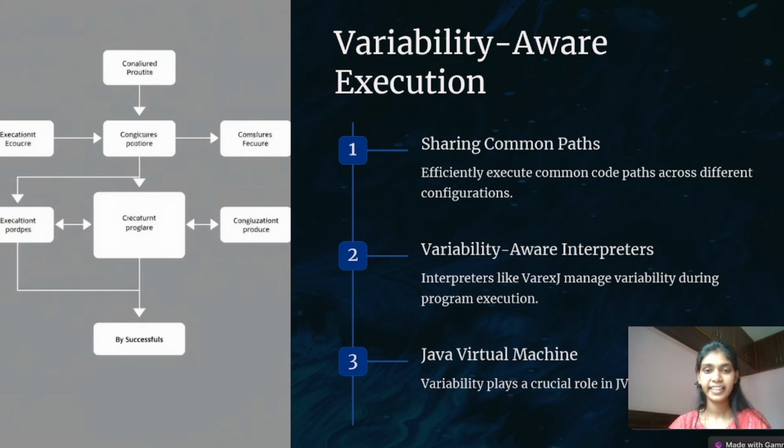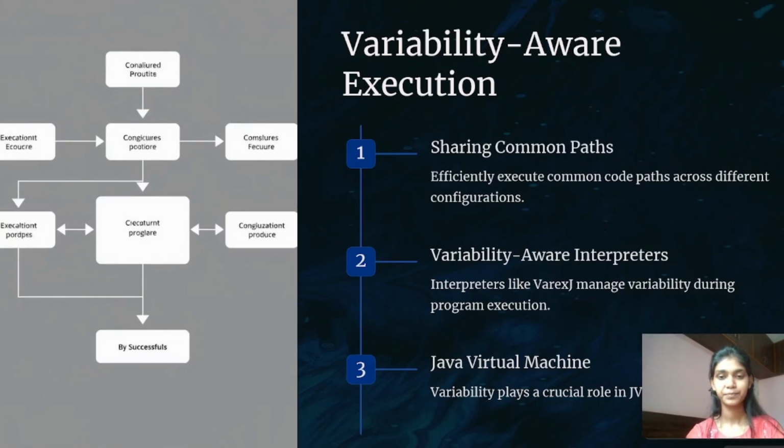Variability-aware execution. The goal is to combine multiple execution paths into one, making software testing more efficient. Instead of testing every possible configuration individually, we can share common operations between different configurations. This is especially important in systems like Java, where the operand stack plays a crucial role. The variability-aware Java interpreter uses variational stacks to manage this efficiently, and that's where variational stacks become a key data structure.